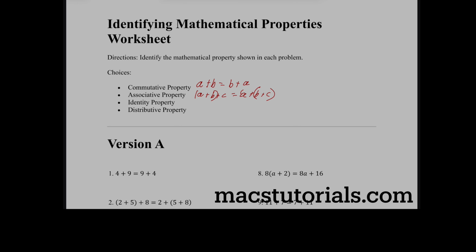One more thing about the associative property. That's always going to have these parentheses. So when you see parentheses, it's either going to be associative. It could also be distributive, though, okay?